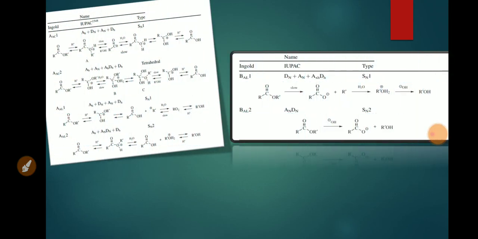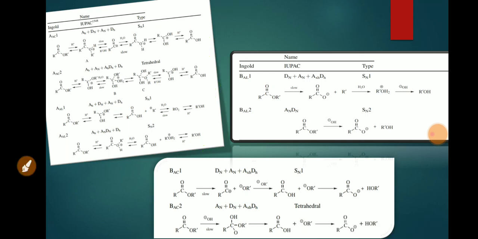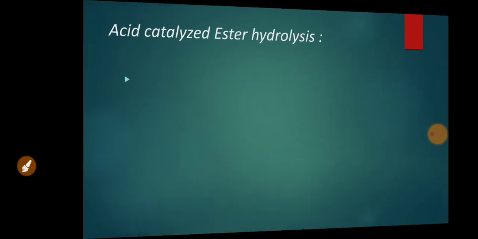This is the table explaining all the 8 mechanisms followed by ester hydrolysis. These 4 are acid catalyzed ester hydrolysis and these 4 are base catalyzed ester hydrolysis mechanisms. We will discuss them one by one in the next slides.